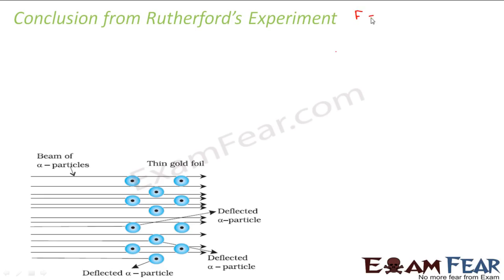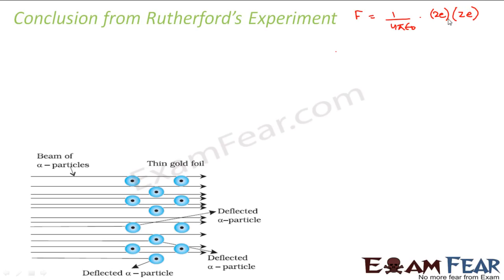The force of repulsion between the alpha particle and the nucleus was given by Coulomb's force, that is 1 by 4 pi epsilon naught into the charge on the alpha particle, that is 2e, because it is a helium nucleus. Helium nucleus has 2 protons. Therefore, the charge on the alpha particle will be 2 into the charge of an electron, into the charge of the nucleus. So, how many charges are there in the nucleus? The number of charges in a nucleus is nothing but the atomic number, that is represented by Z.